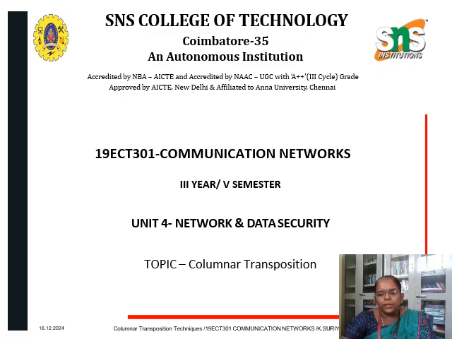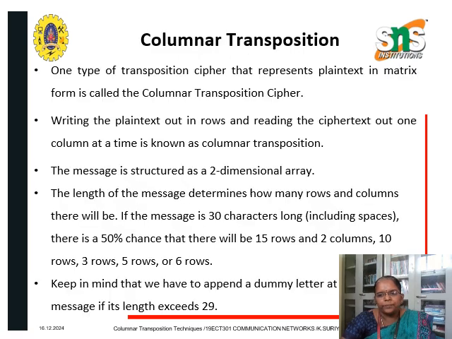In this video, let us see about columnar transposition technique. This is one type of transposition cipher which represents the plain text in the matrix form. Writing the plain text out in rows and reading the ciphertext one column at a time is known as columnar transposition. So here the message is structured as a two-dimensional array.